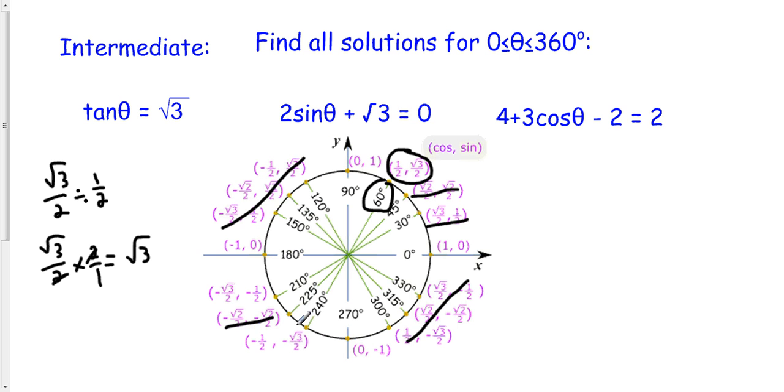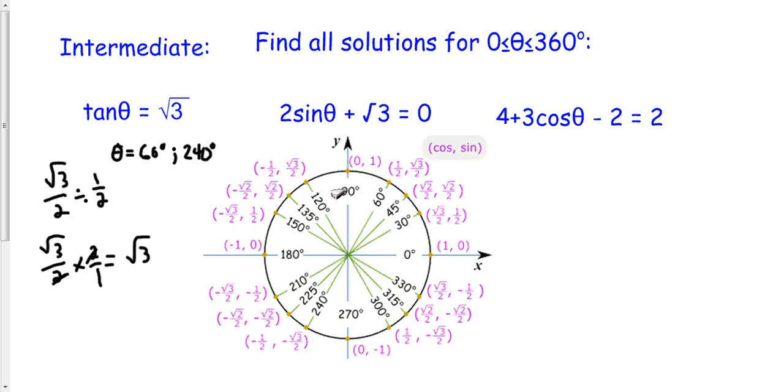And then down in this quadrant, it's going to be 240. I know that because 240 has the same x and y values as 60, except they're both negative. So when they're both negative, we divide negative by negative, and we end up with a positive. So 60 and 240 are the two answers. 60 degrees, 240 degrees. Okay, let's take a look at the next one. I'm going to move this unit circle out of the way and erase these markings.